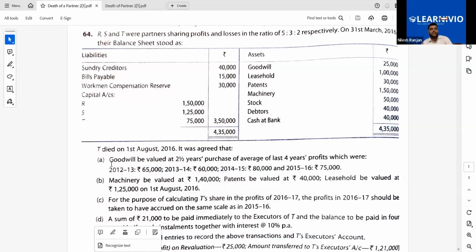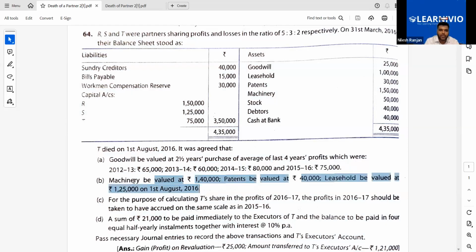Now, it is written here goodwill be valued at 2.5 years purchase of average of last 4 year profit, which were this one. So we will calculate the average profit from here. Machinery we valued at 1,40,000. Patent we valued at 40,000. Leasehold we valued at 1,25,000. So these are for revaluation account. Understood?